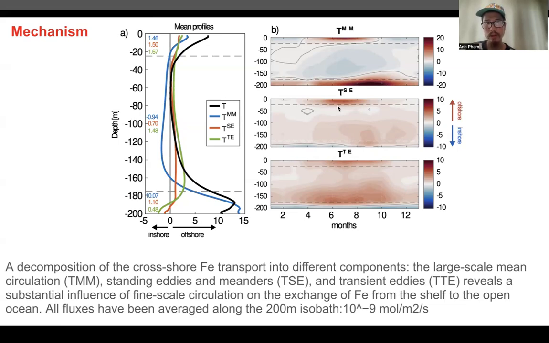But if you look at the contribution from standing eddies and transient eddies, we see that iron is being transported offshore in the surface boundary layer and interior layer, but in the bottom boundary layer, iron is being transported inshore by eddies throughout the year.